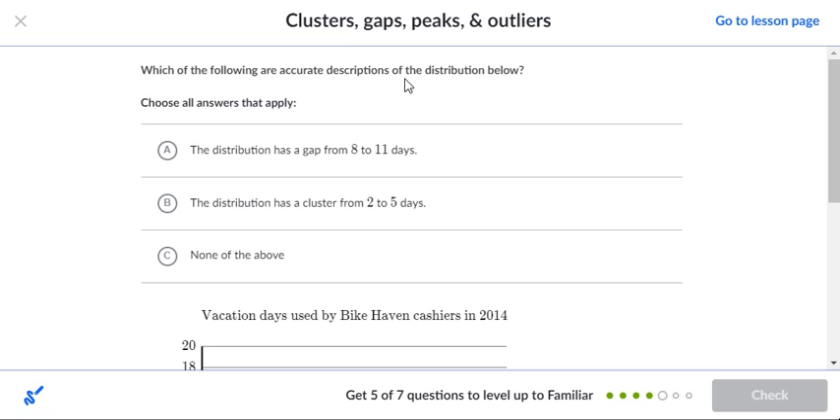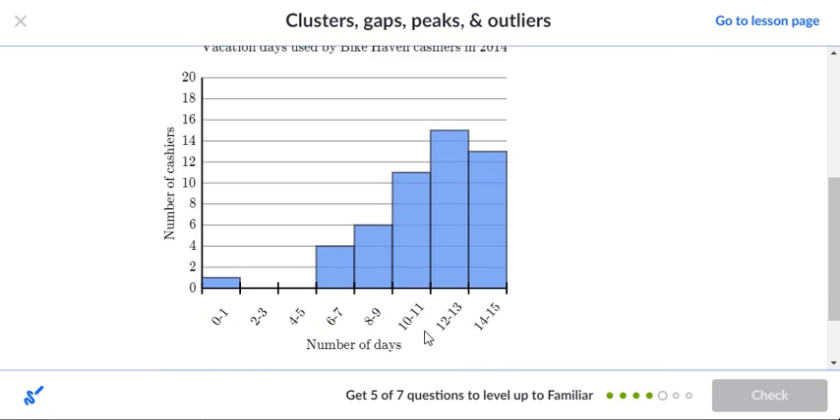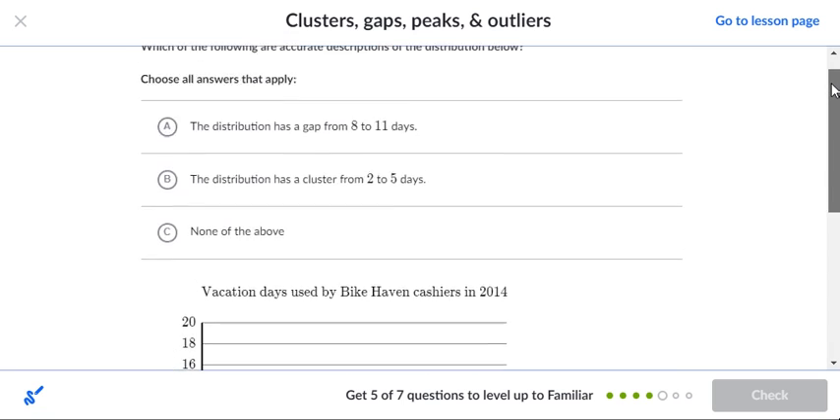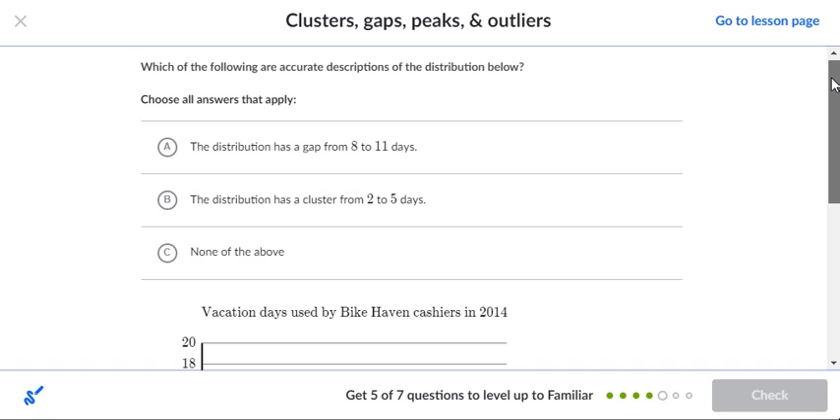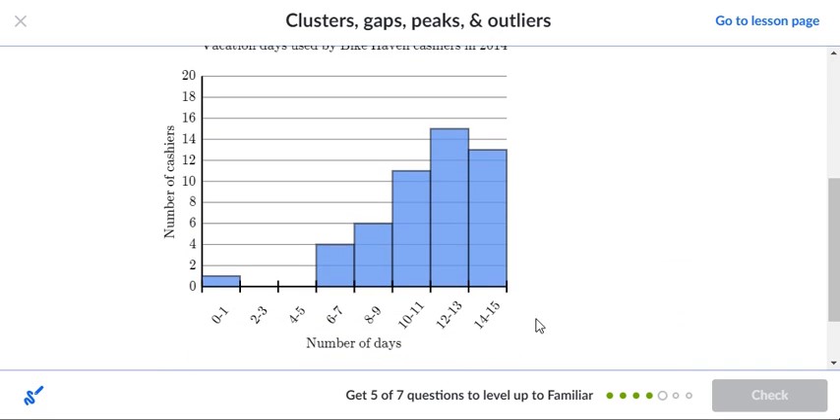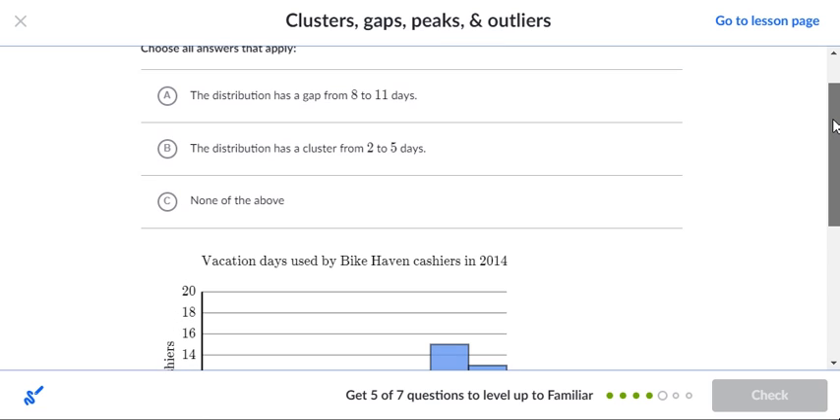Which of the following are accurate descriptions of the distribution below? The distribution has a gap from 8 to 11. So from 8 to 11, there's a gap there. No, the gap runs 2, 3, 4, 5. So roughly from 2 to 5 is actually the gap because there's no data there whatsoever. So if there's nothing shown there, that's considered to be a gap. The distribution has a cluster from 2 to 5. So from 2 to 5, they're calling this a cluster. When it's not a cluster, it's a gap. This is a cluster. So from 0 to 1 is considered a cluster. This big thing could also be considered a cluster as well, but that is not a cluster.